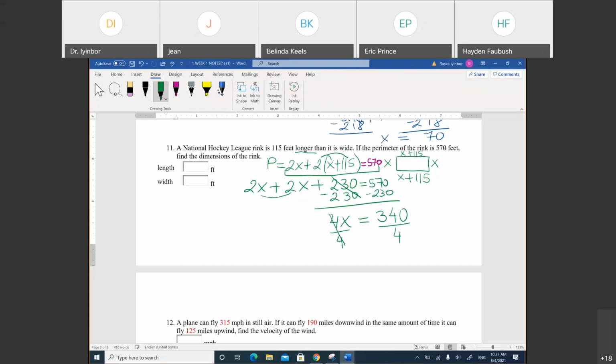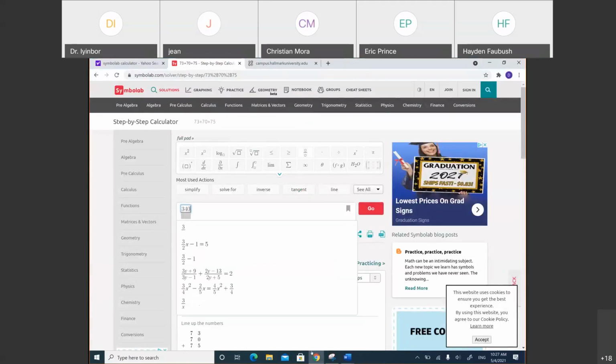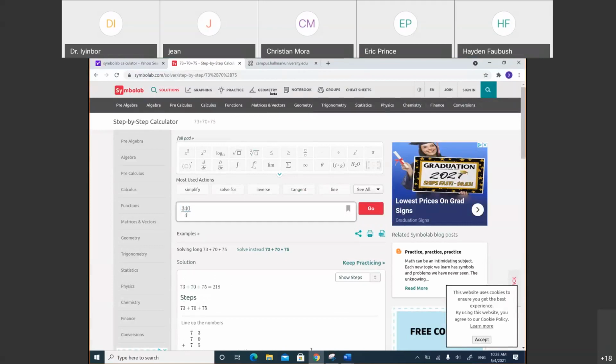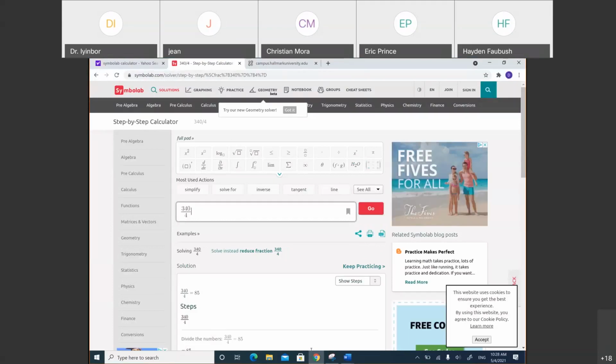And what is that? 85. Yeah, so you can do fraction. 340 divided by 4. You can just put it like that, like a fraction. So always when you get an answer as a fraction, you can put it like this, a fraction in the calculator, and the calculator is going to reduce your fraction. Okay, it's 85. Okay, got it?